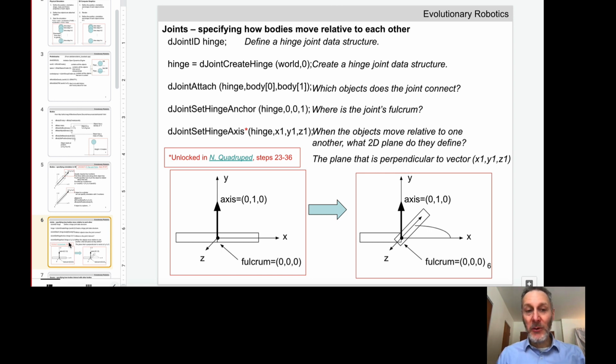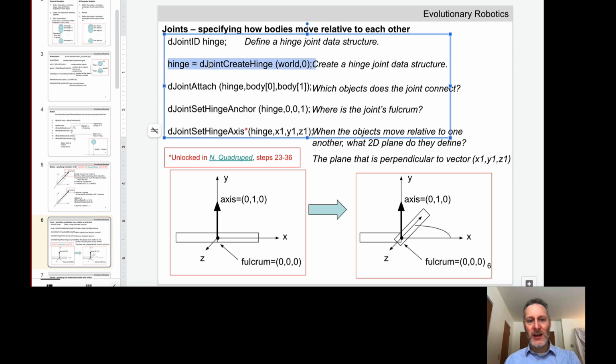So we've already talked a fair bit about joints. Obviously, they specify or constrain how bodies move relative to one another. Here's how you would define a joint in ODE. Again, it was a little bit more complicated, but similar to what you need to do in PyBullet.